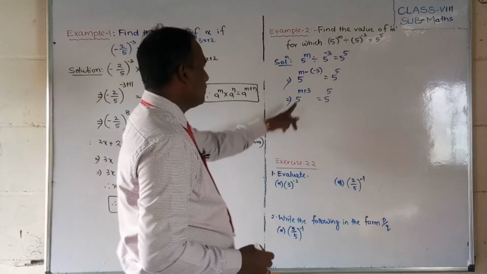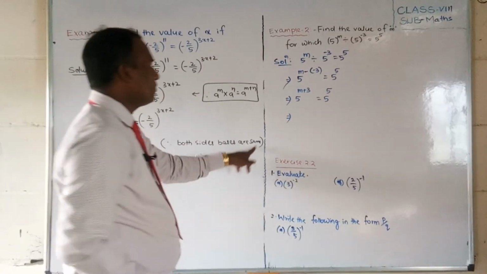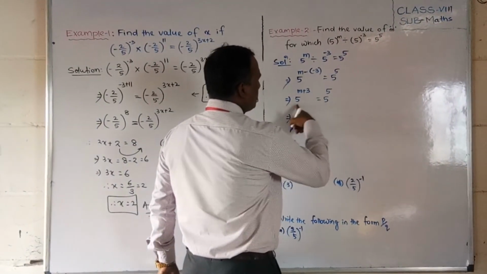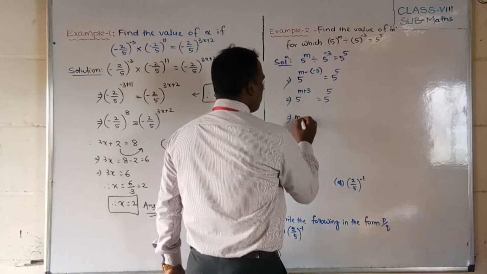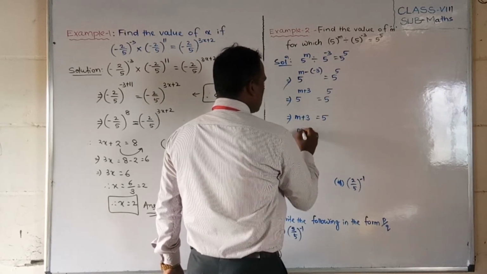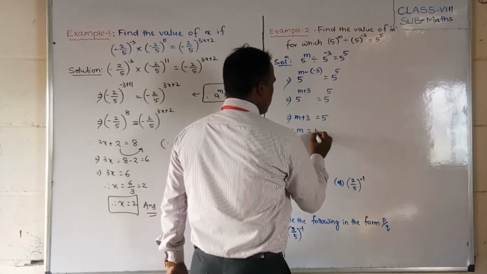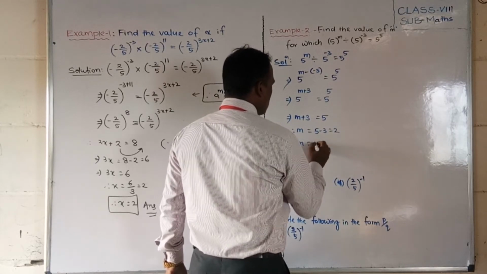Now look at the students, whenever the bases on both sides are the same, like we have done here, and both sides are equal, then the powers are equal. So what can we write? m plus 3 is equal to 5. So m is equal to 5 minus 3 is equal to 2. Hence m is equal to 2.